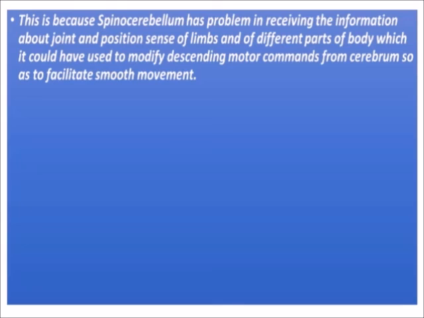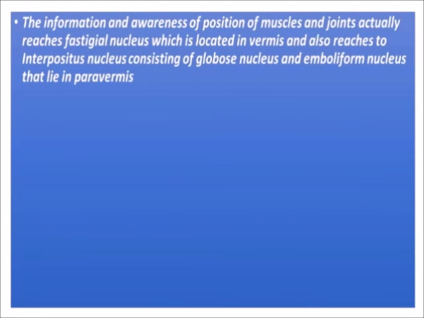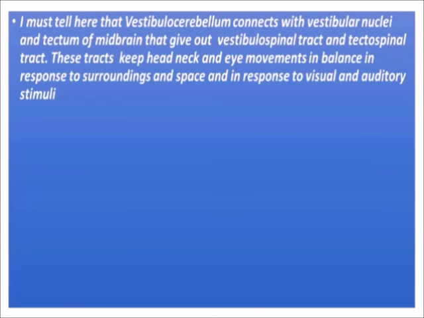This is because the spinocerebellum has a problem in receiving the information about joint and position sense of limbs and of different parts of the body, which it could have used to modify descending motor commands from the cerebrum so as to facilitate smooth movement. The information and awareness of position of muscles and joints actually reach the fastigial nucleus, which is located in the vermis, and also reach the interpositus nucleus consisting of the globose nucleus and emboliform nucleus that lie in the paravermis.